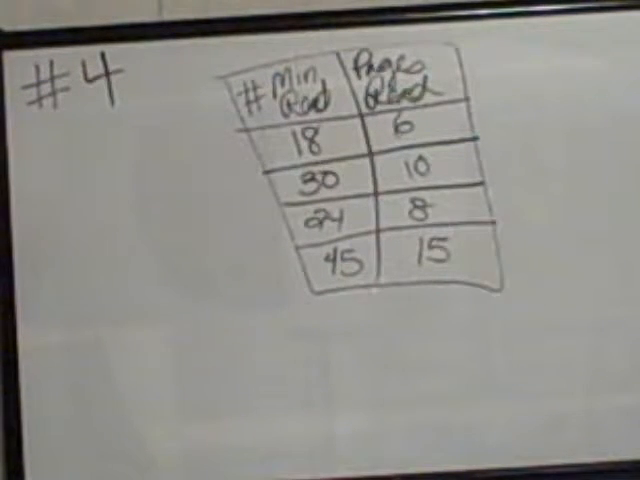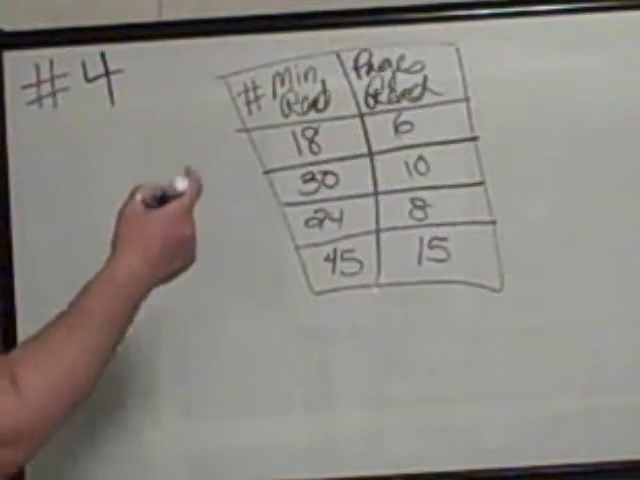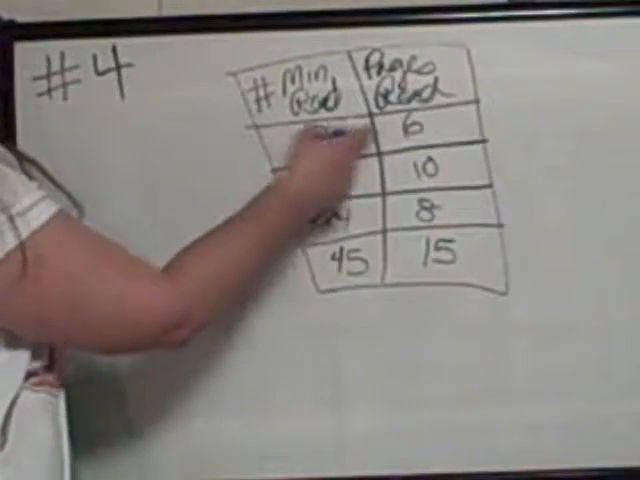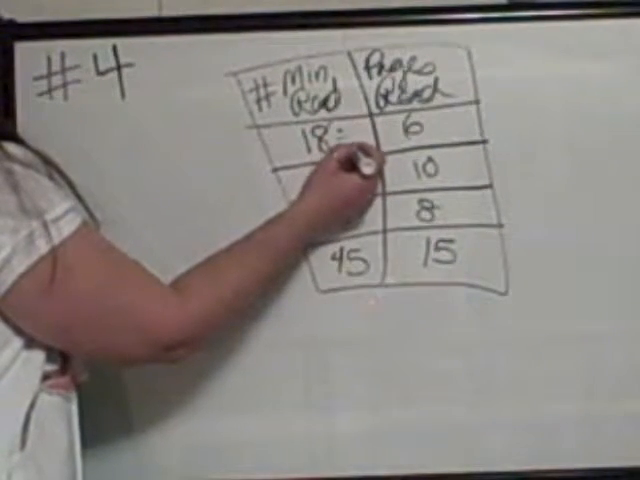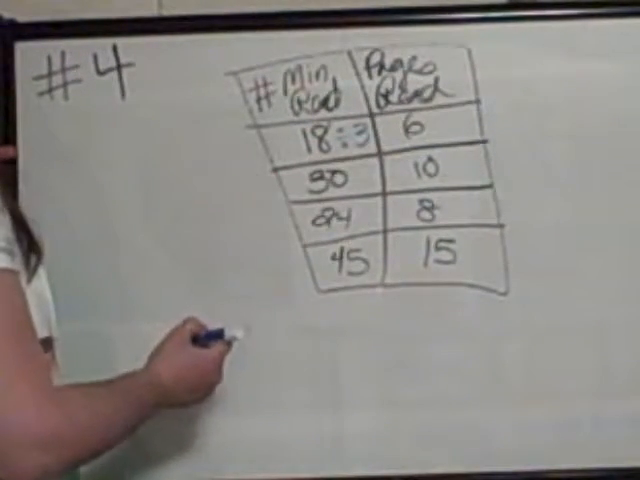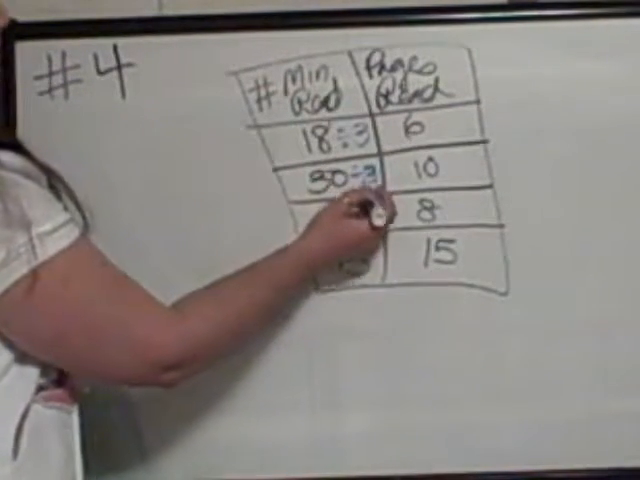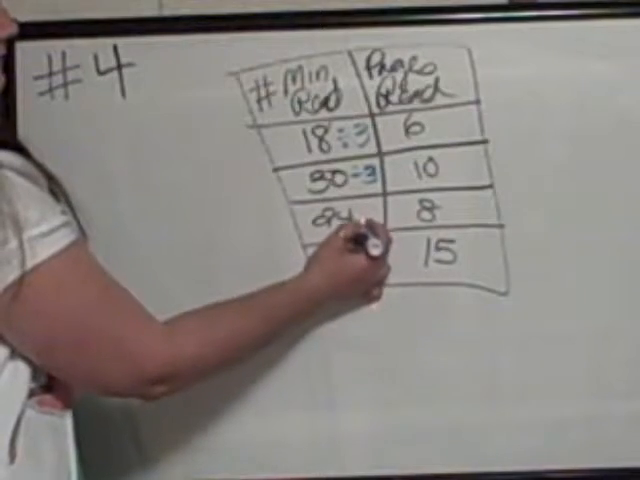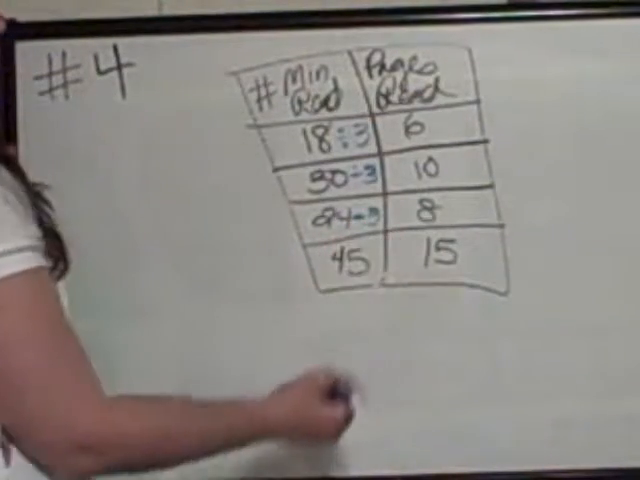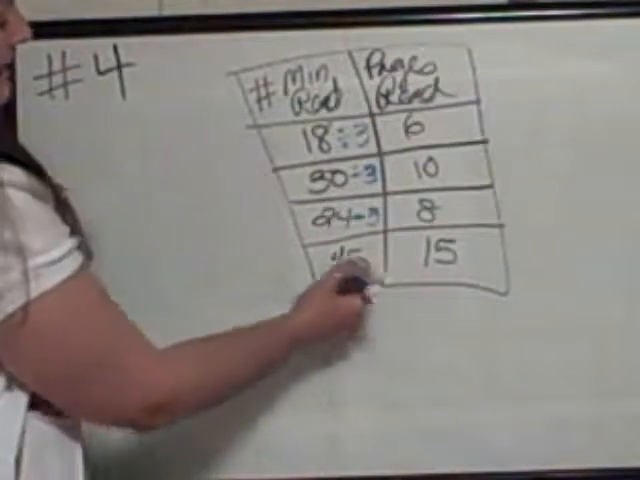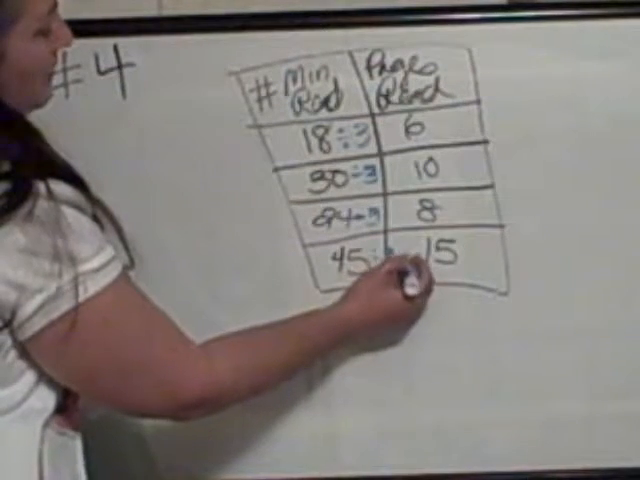In order to find if this is a direct variation, we look for a pattern to appear. I look at 18. How does 18 become 6? I divide it by 3. Let's look at 30. What happens when I divide that by 3? I get 10. When I divide 24 by 3, I get 8. And when I divide 45 by 3, I get 15.